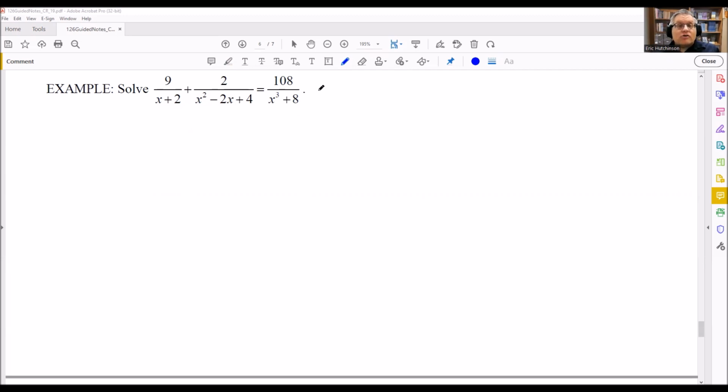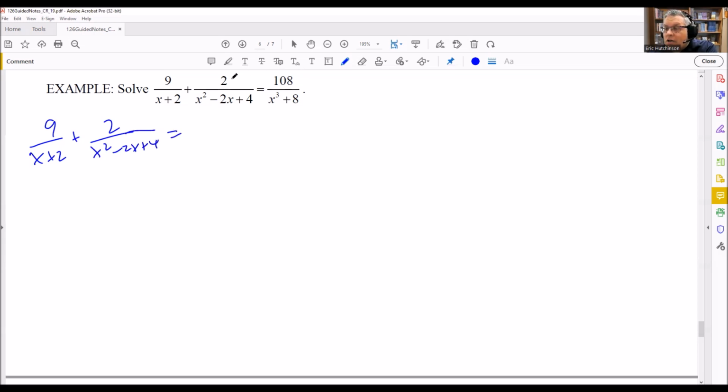But this third term here, we have x cubed plus 8. That's going to be a sum of cubes. So we're going to use the sum of cubes formula to factor that one. So we have 9 over x plus 2, a little bit neater here, x plus 2. And then we have this other one we already mentioned can't be factored.